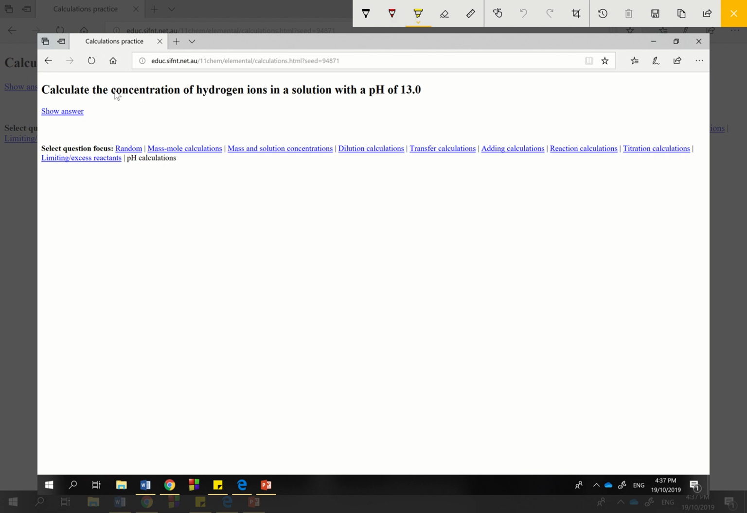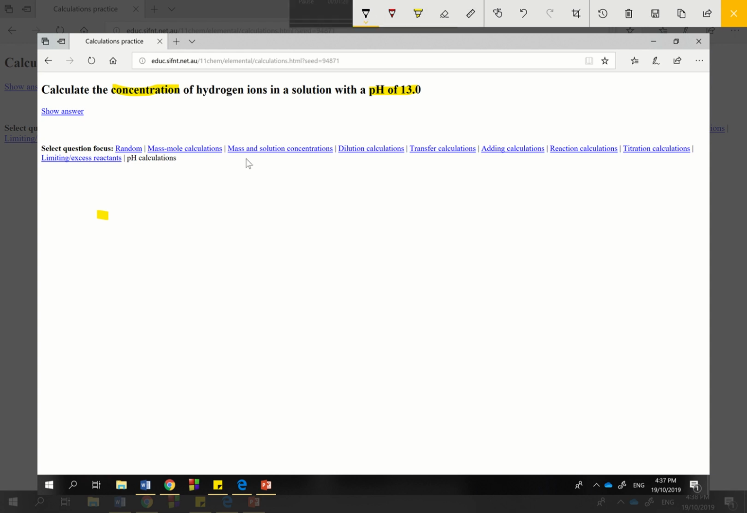Okay, so we need to calculate the concentration, and we were given the pH of 13. Since we know the equation of pH is negative log of the concentration of hydrogen ions, this calculation would be: the concentration is 10 to the power of negative pH. We're given the pH, so it's pretty easy from here on.